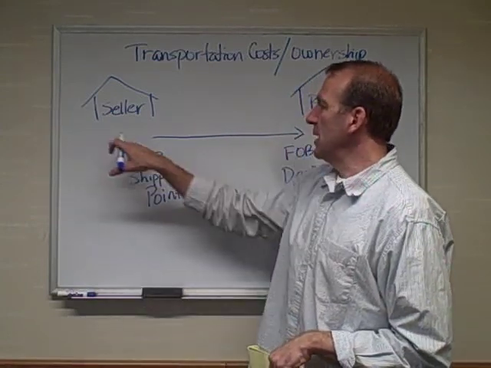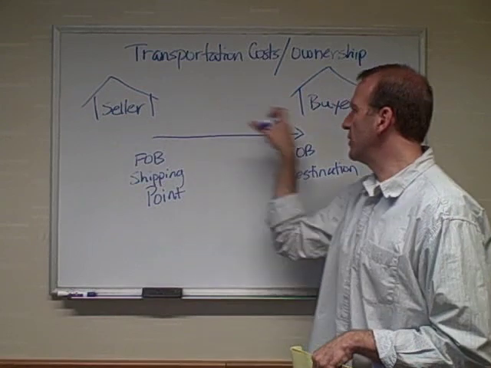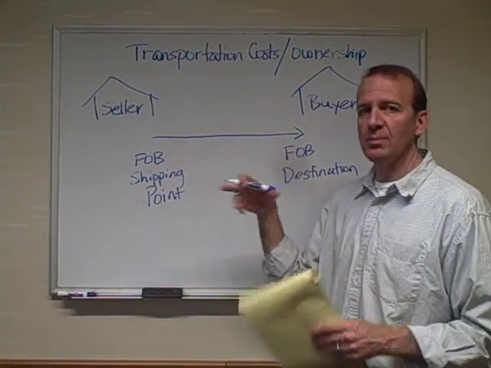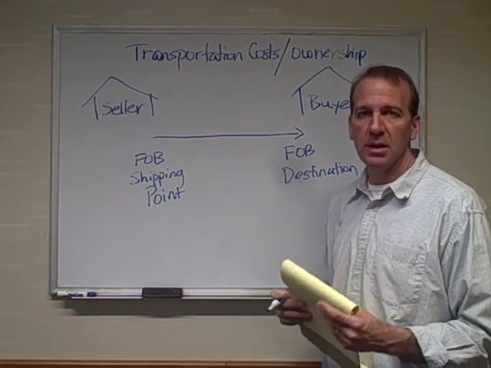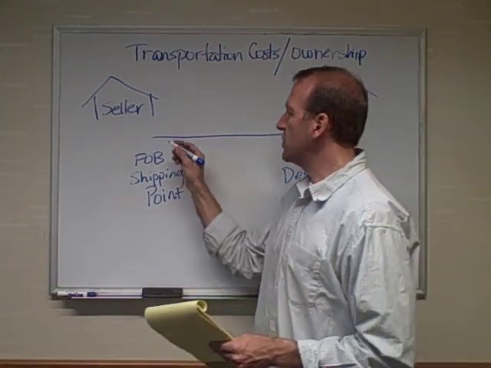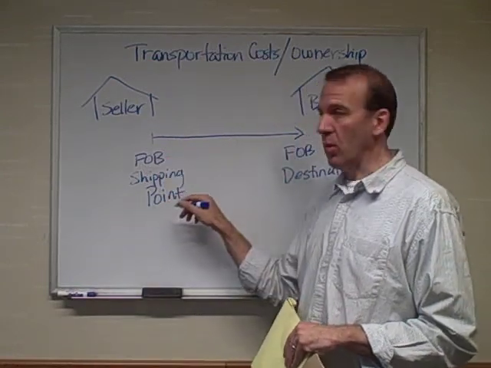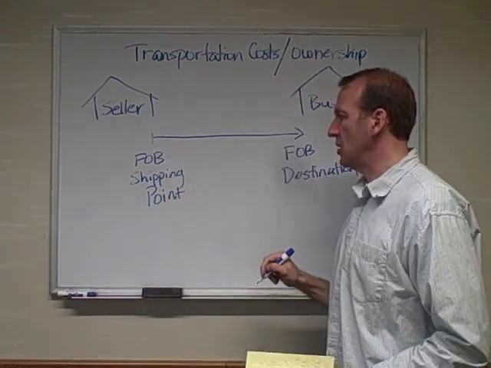So we're gonna be looking at a seller who's selling to this buyer over here, and this arrow represents shipment, whether it's by rail, by truck, whatever it might be, okay? We have two different options here. We have FOB, which stands for free on board at the shipping point, or FOB destination.